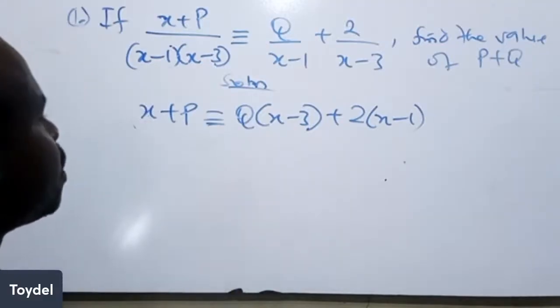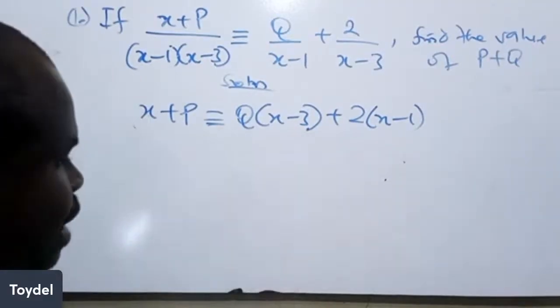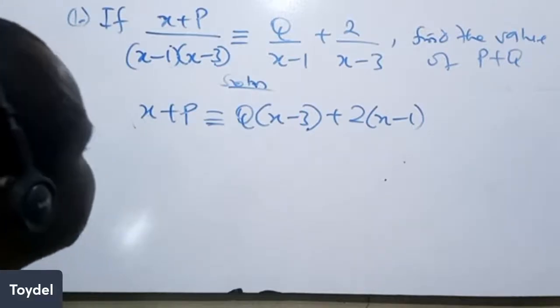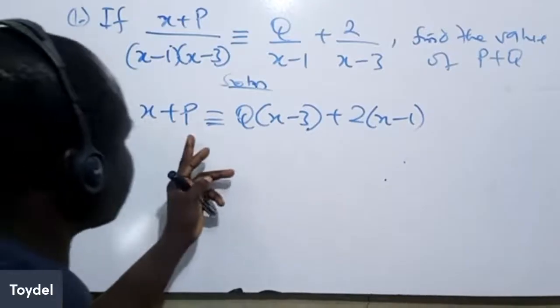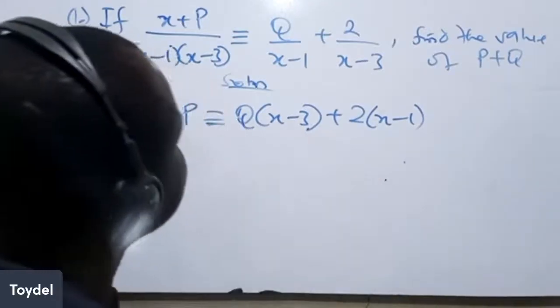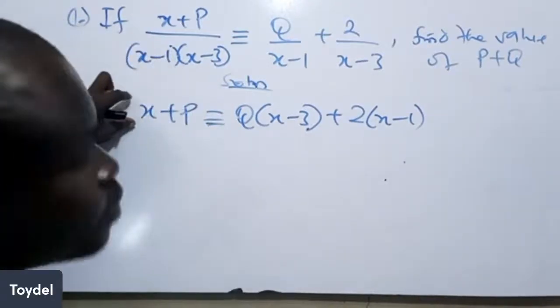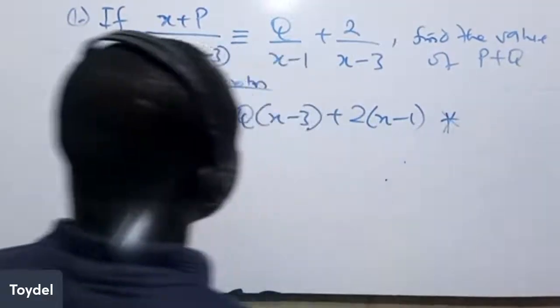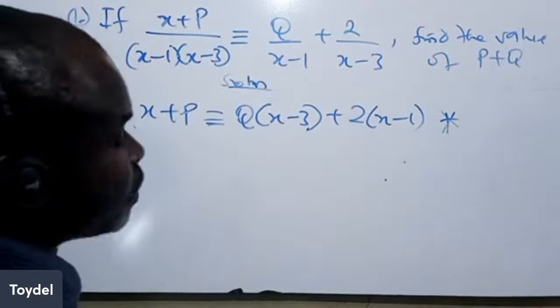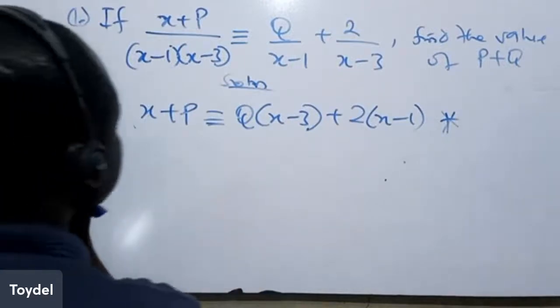But if you don't want to use the cover-up method, just expand and collect like terms, comparing coefficient of x to coefficient of x, constant to constant. Once we're able to write it on a straight line like this, there are two methods of resolution. If you want to know more about this, just watch my video on partial fractions.